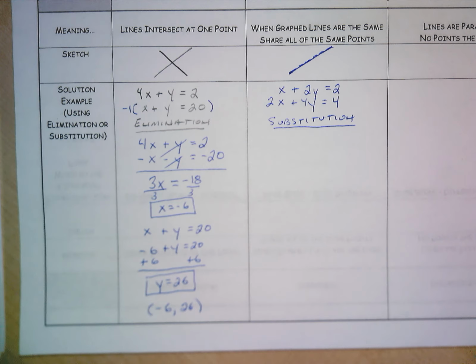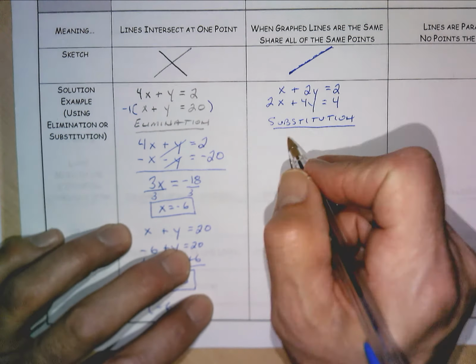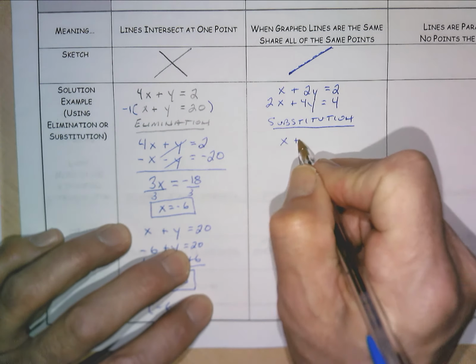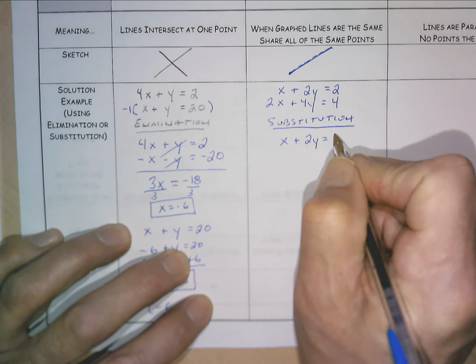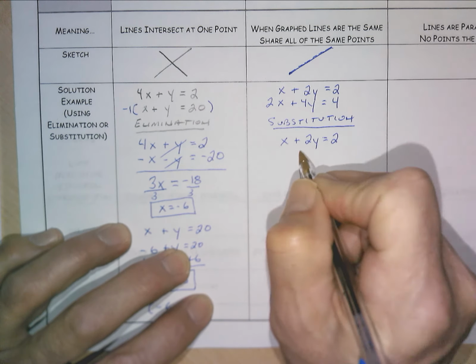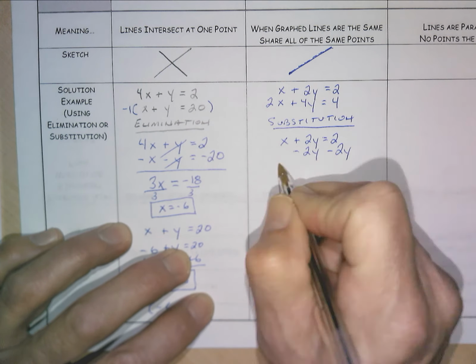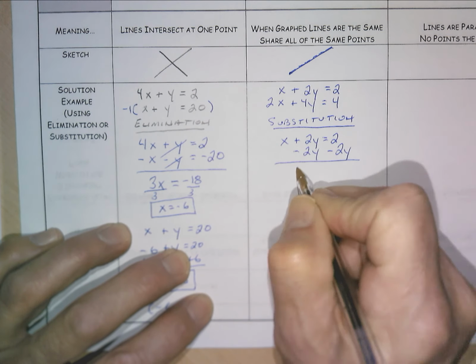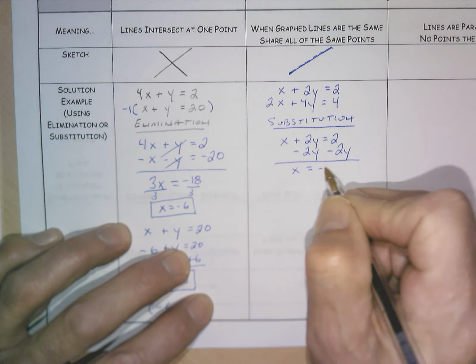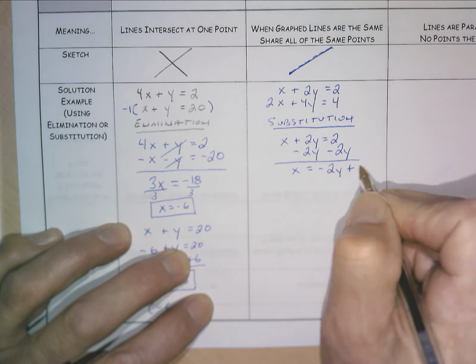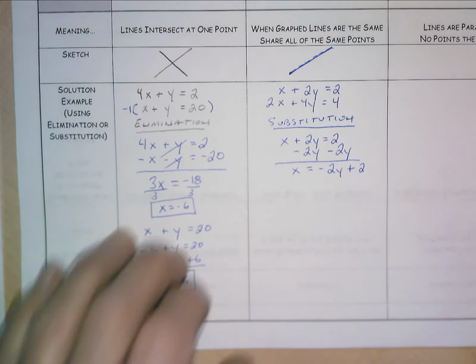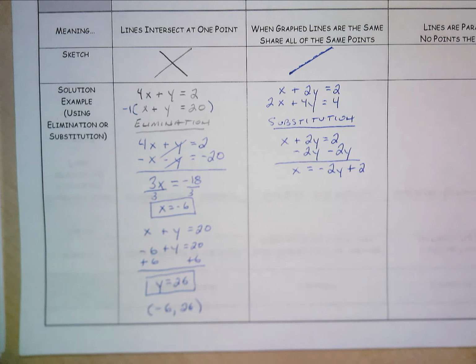I'm going to solve the first equation for x. x plus 2y equals 2. I'm going to subtract 2y from each side. And I'm going to get x equals -2y plus 2. I just rewrote the first equation so that I can put it into the second equation.